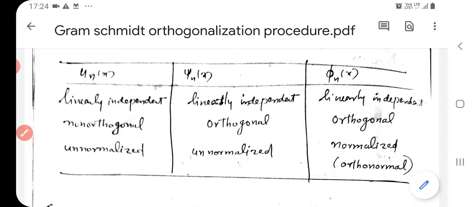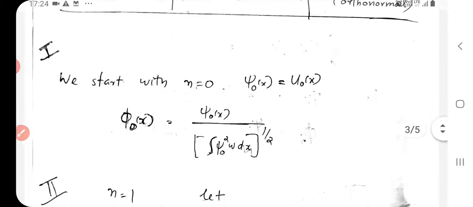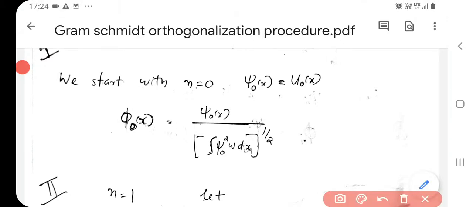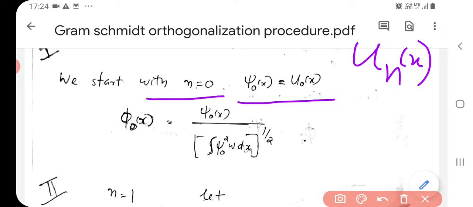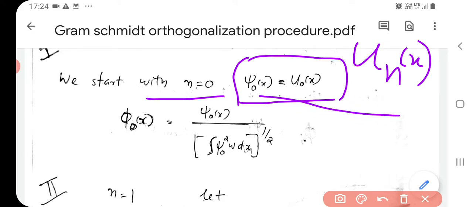So let's see what is the procedure involved. First step, what is it? We put n equal to 0. We have un of x with us, where n can take value 0, 1, 2, etc. So we put n equal to 0. So we have psi 0 of x, which is u0 of x. Okay, psi 0 of x. And this is the first function in the orthogonal set.